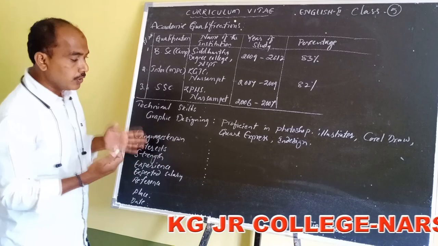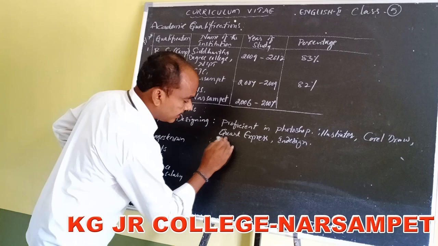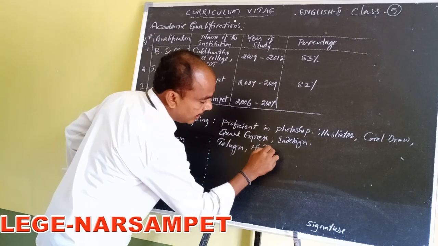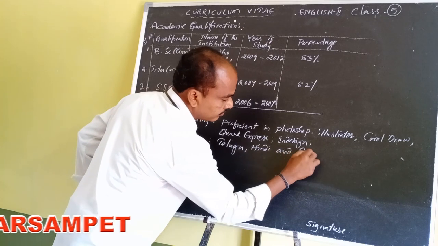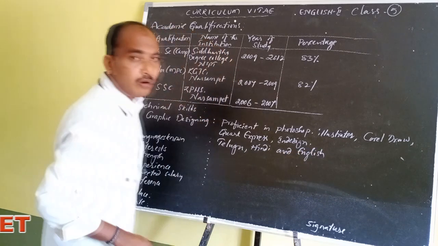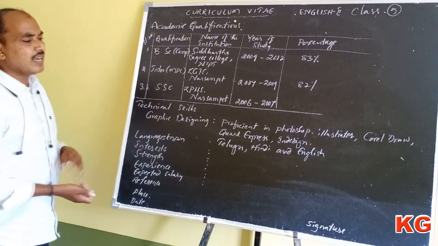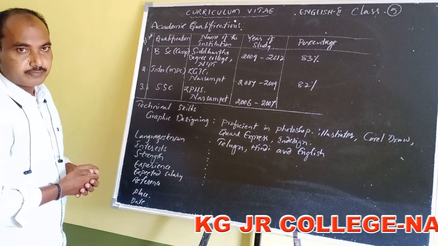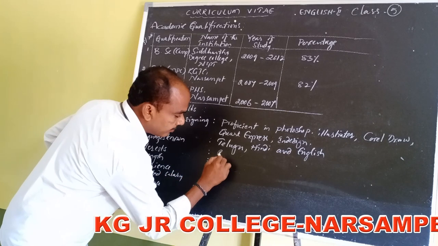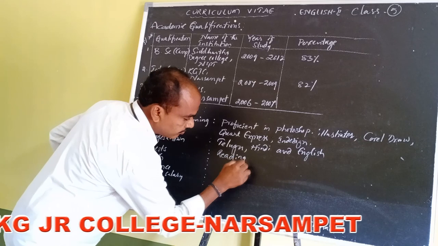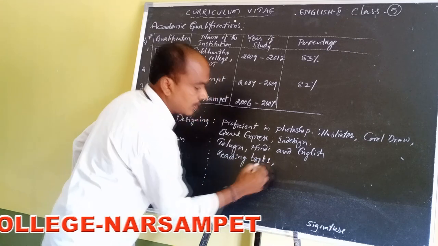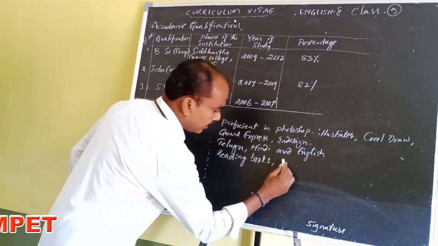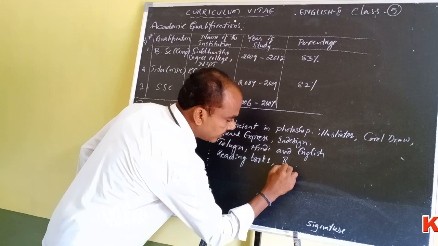Next one, languages. How many languages do you know? You know Hindi, Telugu, English. If you know Urdu as well, you can write Urdu. Three languages are enough. The next one, interests. What are your interests? Reading books. If any interest, you can write, no problem, two or more. Another one is browsing internet.